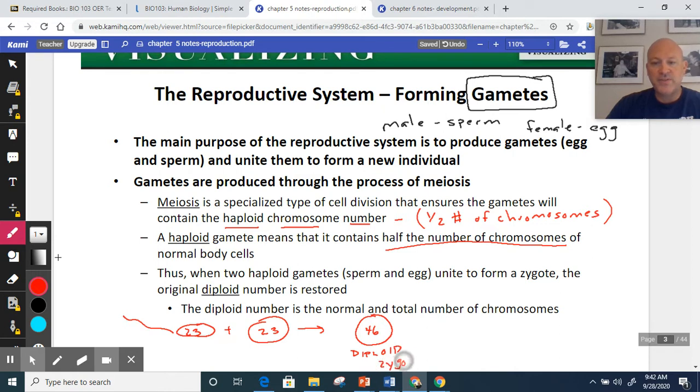Now, all the cells in your body are diploid, meaning that there are two sets of chromosomes. If we use the letter N to symbolize the number of sets of chromosomes, your sperm and egg cells will have one set each, right? But when we combine them, the diploid cells will have two sets, one set from mom and one set from dad. So a lot of times you'll see that written as 2N, where N equals sets of chromosomes.